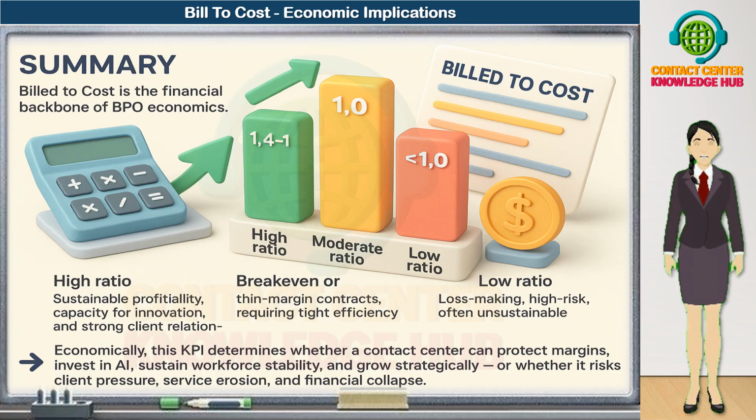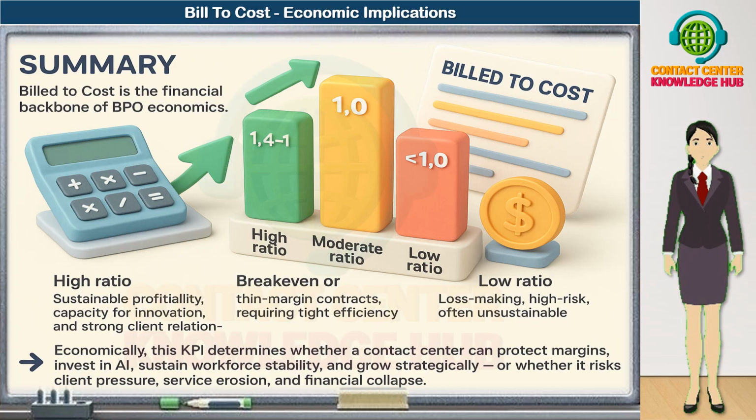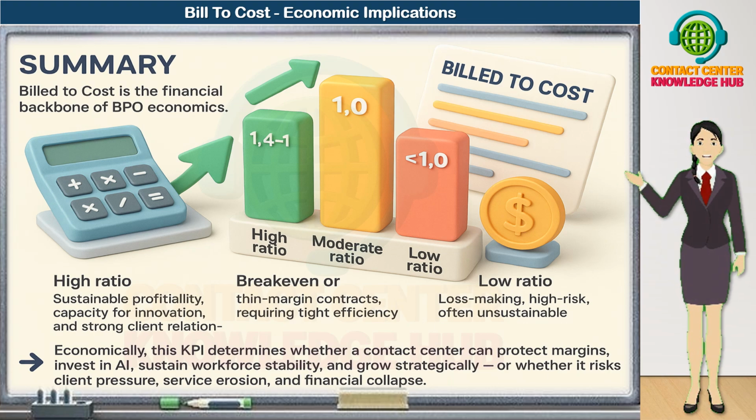Key takeaway: economically, the build-to-cost ratio determines whether a contact center can protect margins, invest in AI, sustain workforce stability, and scale strategically, or whether it risks client pressure, service erosion, and ultimately, financial collapse. It's not just a financial metric, it's the heartbeat of business continuity and competitive strength.